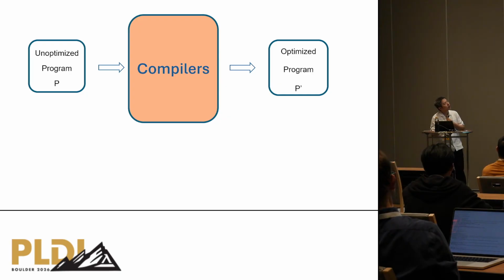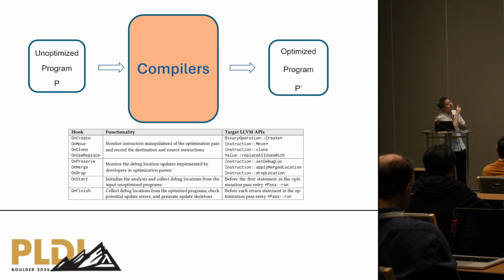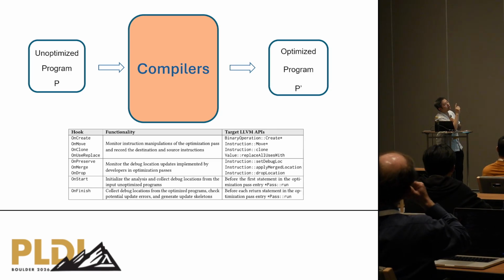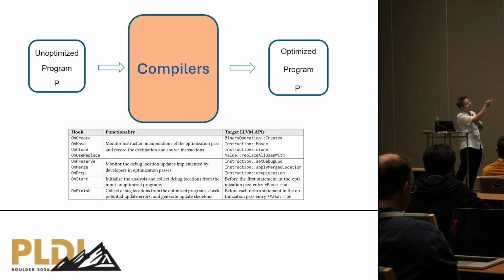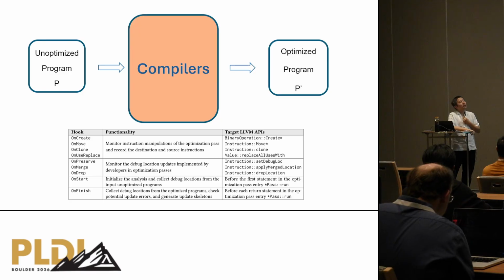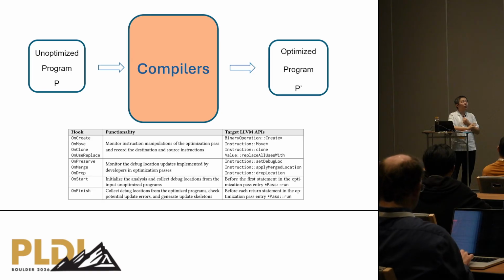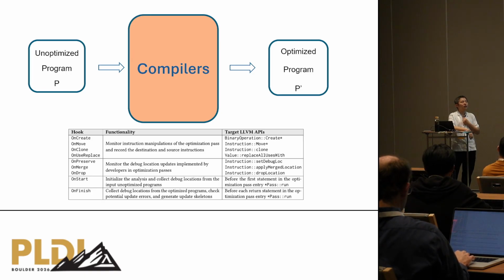Okay, so to sum up, by instrumenting the compiler, when the compiler produces the optimized program P prime, the compiler will also dump a set of actions like create, move, clone, and so forth, and that tells us what the compiler does in order to produce this optimized code. So at this point, we did the instrumentation, so we know what the compiler does in order to produce the optimized program.